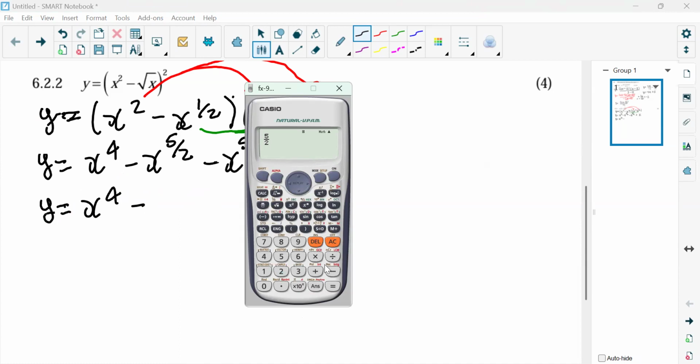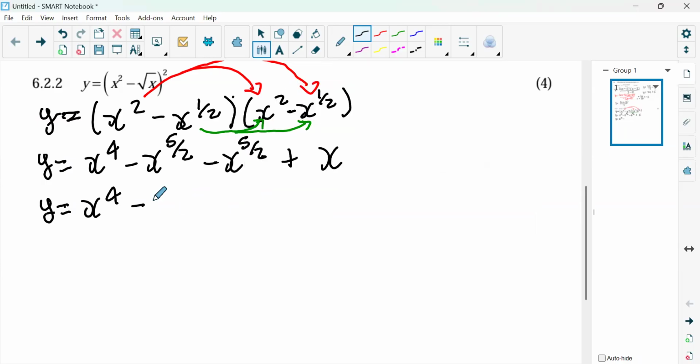Remember, we are just adding, so the exponents are going to remain the same. This is now a law of addition, it's no longer a law of multiplication. On the law of addition, we just look at the exponent. If the exponents are the same, let's say we have x to the power of 1 plus x to the power of 1, both have exactly the same exponent, so they give us 2x. So we're going to have minus 2x to the power of 5 all over 2, and then plus x.